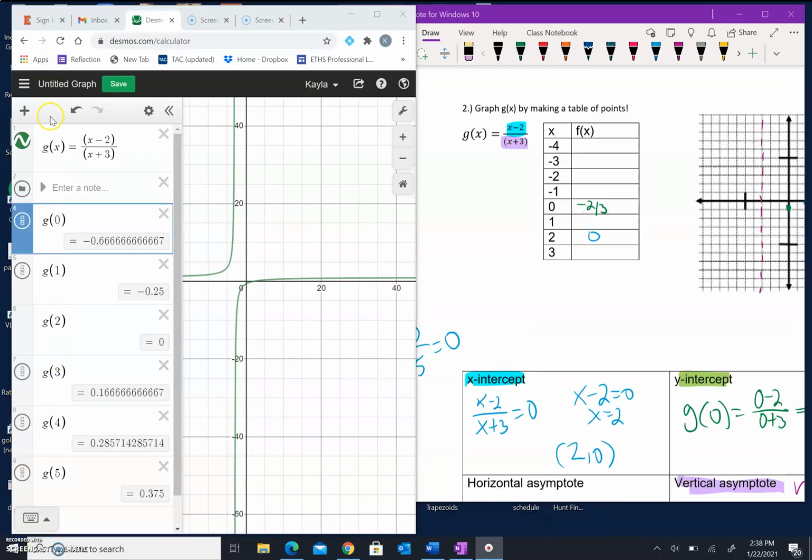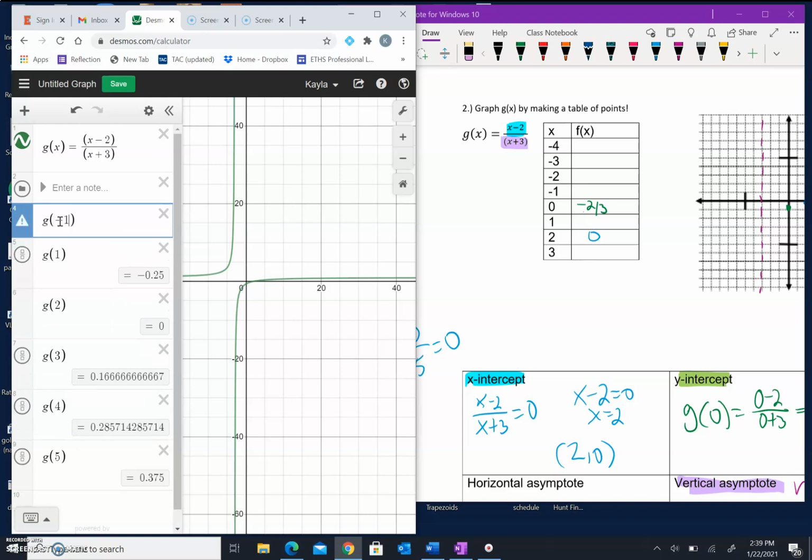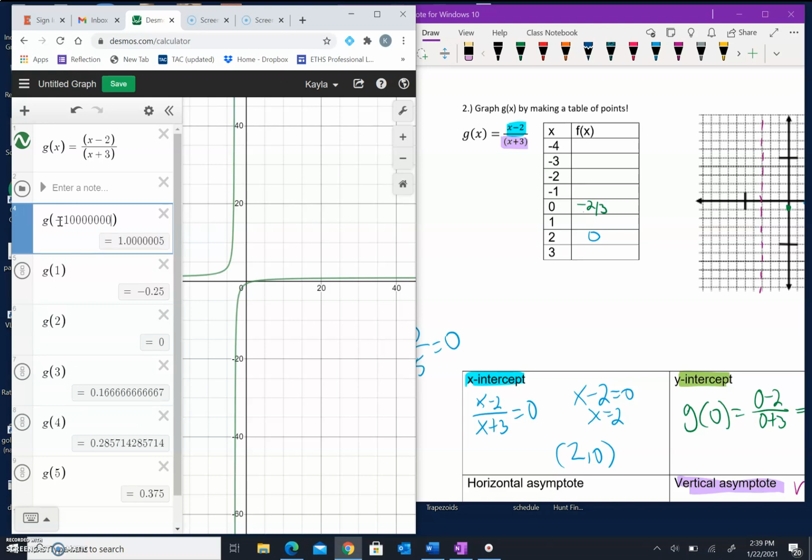Okay, so I've got my function switched over to the correct one, and I'm going to plug in like 100, keep going bigger. It looks like it's getting kind of close to 1. Remember, the horizontal asymptote is looking at what's happening on the ends. It's your end behavior of your function.